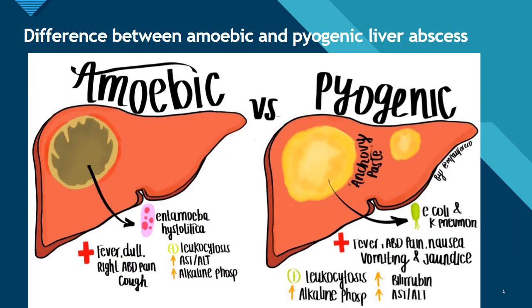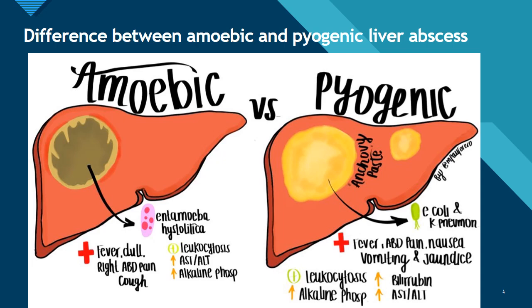So these are the few differences between amoebic and pyogenic liver abscess. I have already discussed amoebic liver abscess in another YouTube video. You can go and check it out. In amoebic liver abscess, the organism will be Entamoeba histolytica, whereas in pyogenic it's going to be E. coli, Klebsiella pneumoniae or Streptococcus milleri, etc.